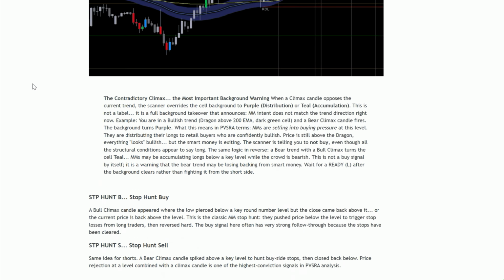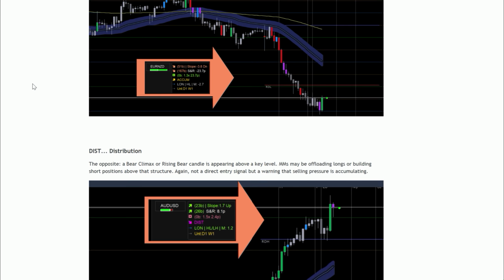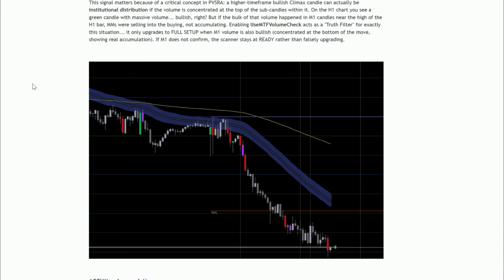And let me first just talk a bit about what the PVSRA system actually is and how the scanner dashboard finds the best kinds of trades using the system.